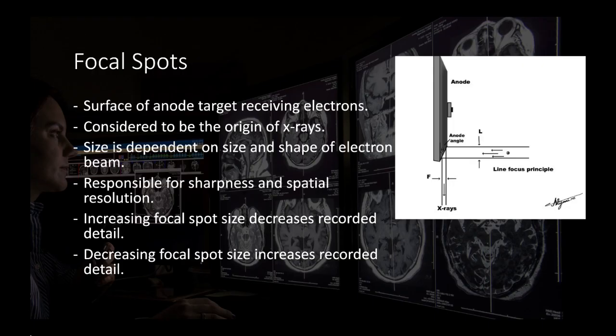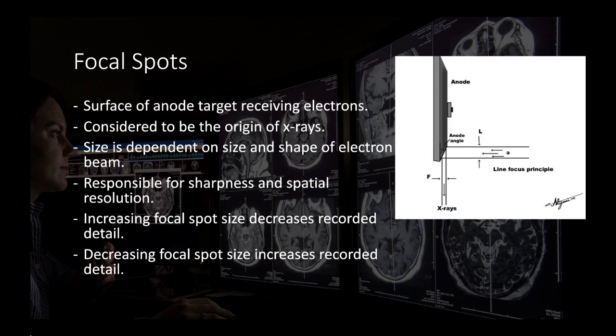Focal spot is the surface area of the anode target that receives a beam of electrons from the cathode and is considered to be the origin of X-rays. The size of the focal spot is dependent on the strike and shape of the incoming electron beam and is responsible for sharpness and spatial resolution of a radiograph.